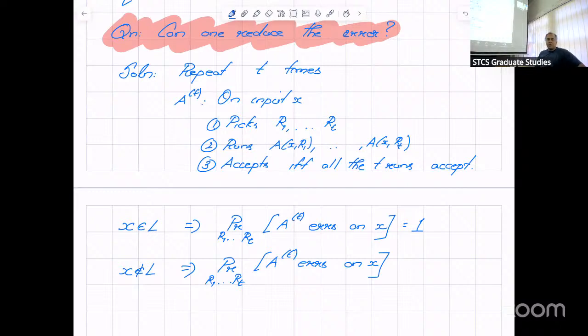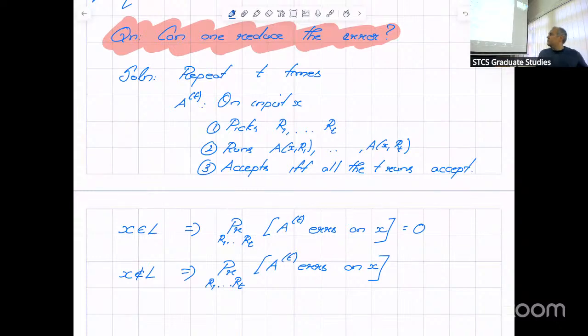It makes a mistake. So for each one, it makes a mistake with probability half. That means 0.80 error. Oh, sorry, you're right. It is correct all the time, so the error is 0. What is the probability in this case that it errs? All of them, and what's the probability that happens?